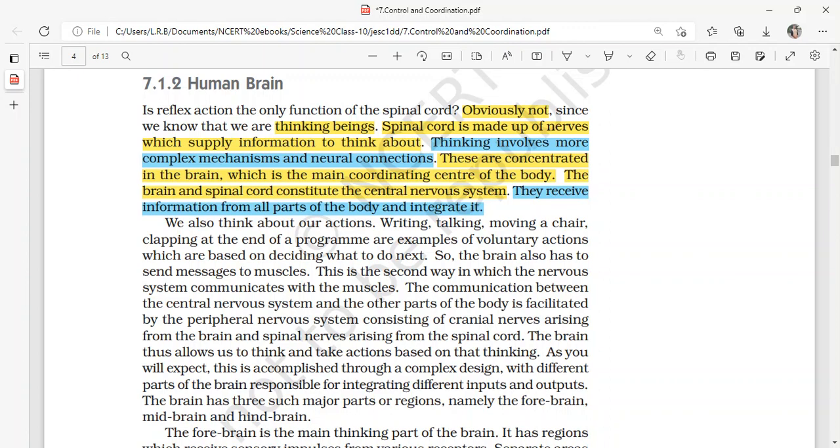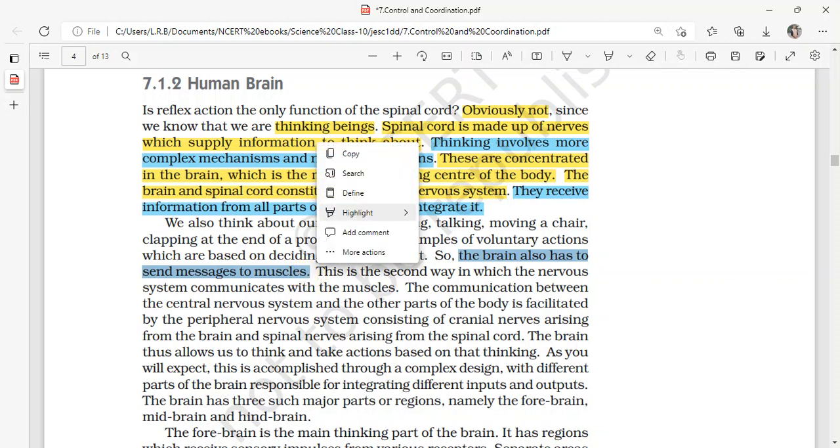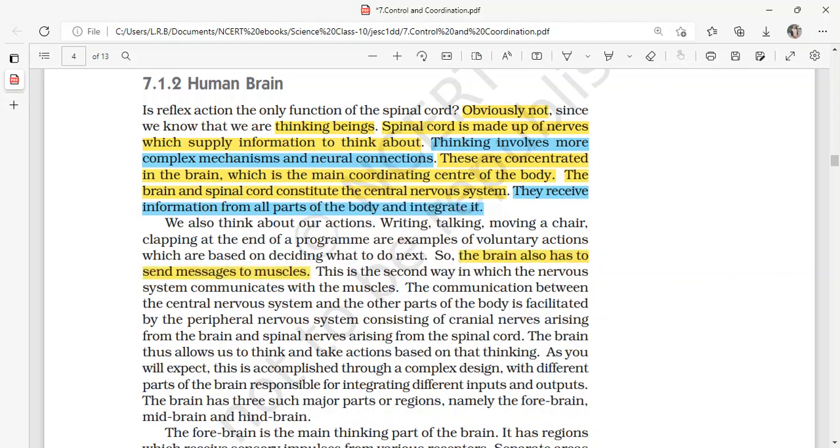We also think about our actions. Writing, talking, moving a chair, clapping at the end of a program are examples of voluntary actions which are based on deciding what to do next. So the brain also has to send messages to the muscles. By the time a person in your class completes delivering his speech, you will be ready with the claps, isn't it? Your hands will already be in position to clap for your friend.